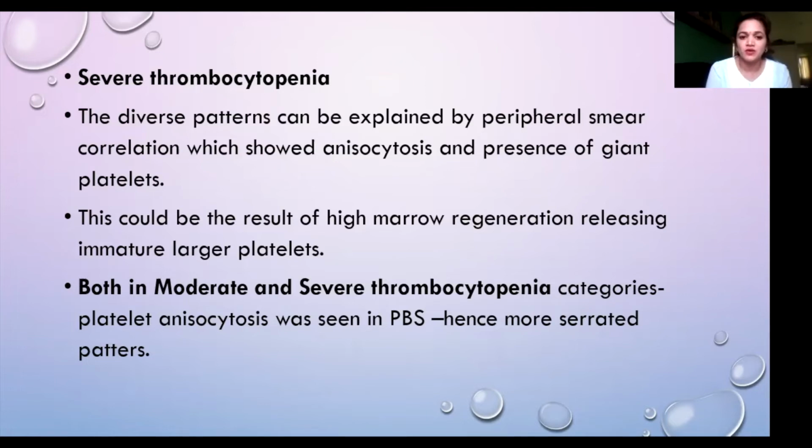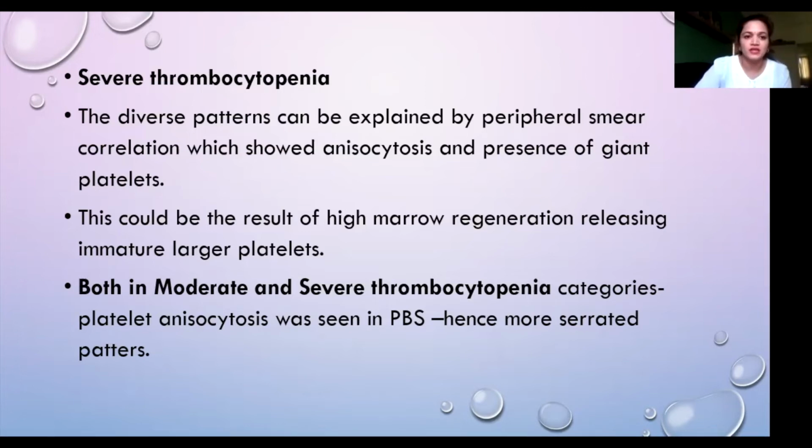But both in moderate and severe thrombocytopenia, unlike the mild thrombocytopenia category, anisocytosis was a feature in peripheral blood smear examination, and this could be the reason for the serrated patterns and other patterns that we have noticed in these two categories, unlike the smooth little undulated pattern that we saw in mild thrombocytopenia cases.